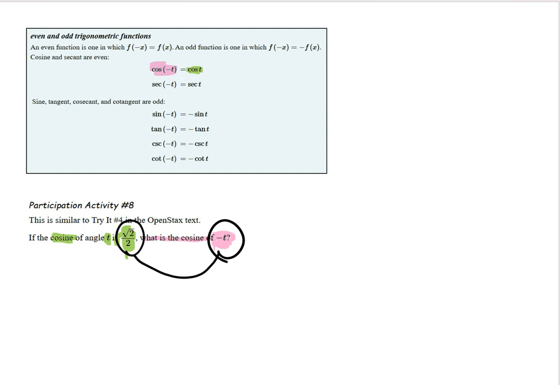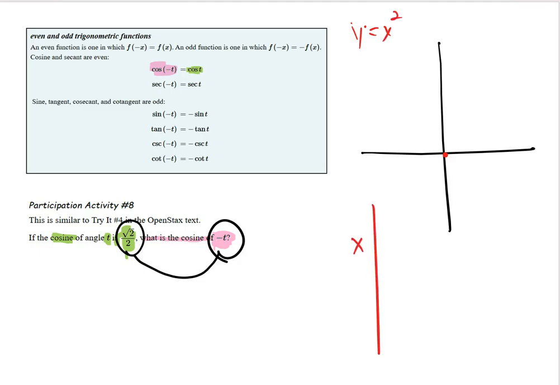The best way I can explain the difference between even and odd is actually with the parabola. Like if you have a parabola, the most basic parabola is y equals x squared.